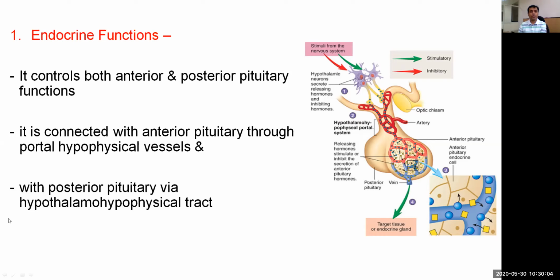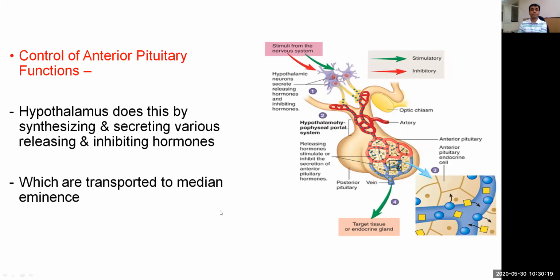And it is connected with the posterior pituitary via the neurons or fibers which extend from the hypothalamus to the posterior pituitary and form the hypothalamo-hypophyseal tract.